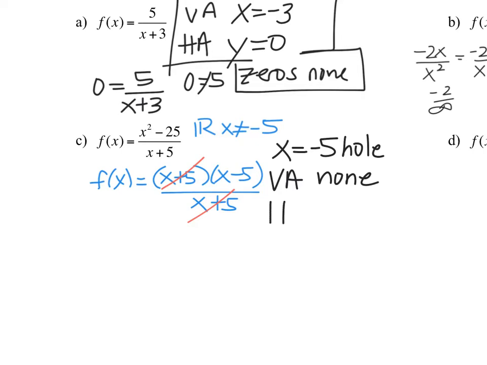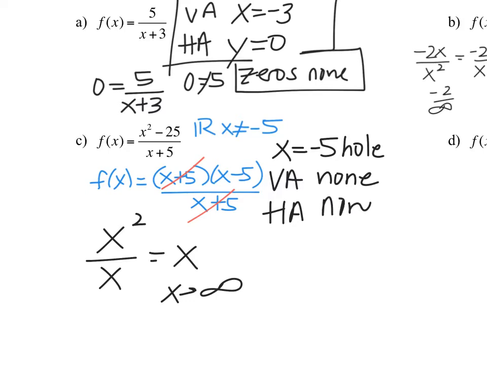And then the horizontal asymptote, here, the top degree is bigger than the bottom degree. Okay? So if you think about it, and you're plugging in x is infinity, is that an asymptote? No, it's going off to infinity. Okay, so the horizontal asymptote would also be none.